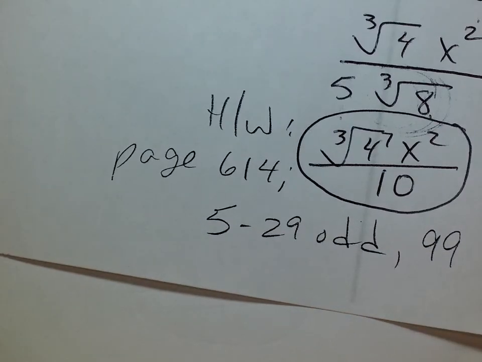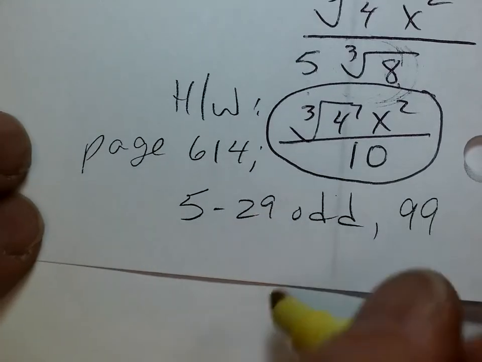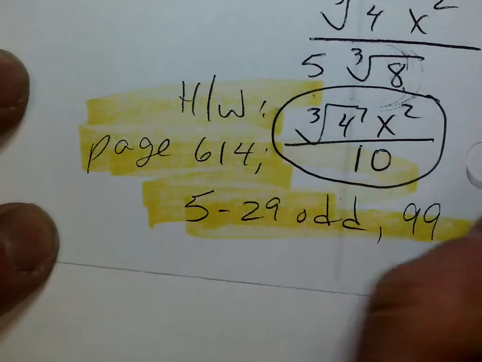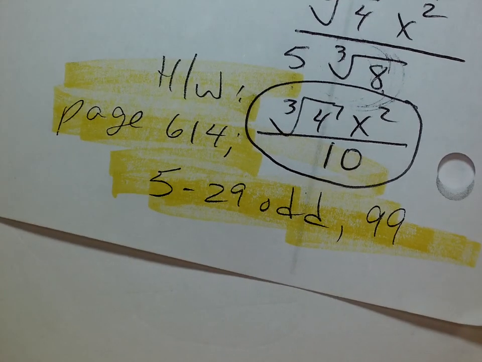Okay, so we've got work to do, and we've got lots of time. I gave you the odds just in case you want to check your answers. Okay, 6, 14, 5 to 27, odd, and 99. Okay, and we have lots of time.